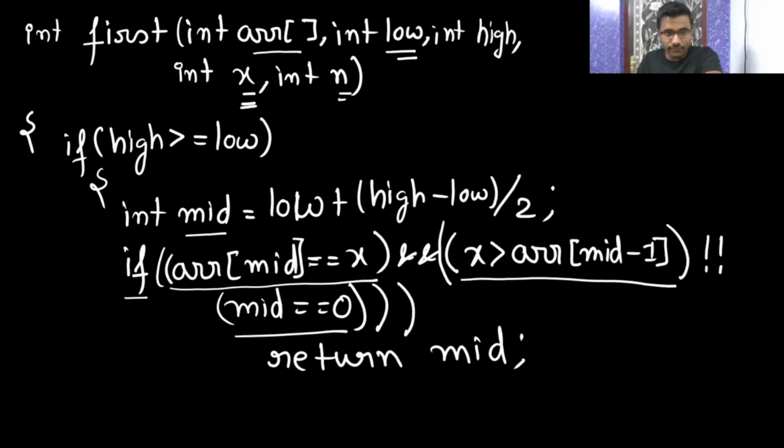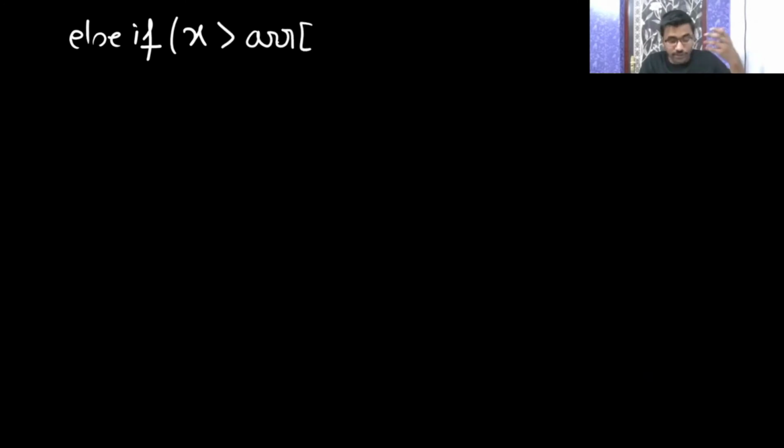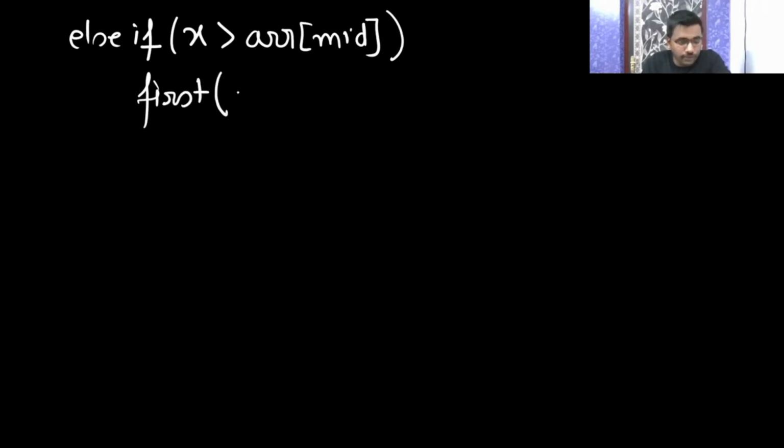Now this is the case. If, then fine. Now else if. The element that you need to search is greater than array of mid, the same way we do in binary search. It means now you need to search for that element in the right hand side. So you need to call that function again. That function name is first. You need to send the array, because its first parameter is array.